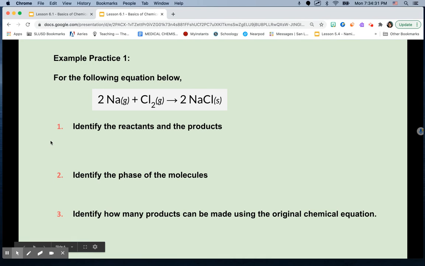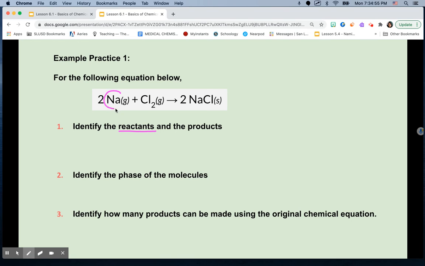So let's try one practice example together. I have 3 questions here and one chemical equation. So question number 1 asks, identify the reactants and the products. So recall that your reactants are essentially everything before the arrow, right? So what molecules do I have before the arrow?